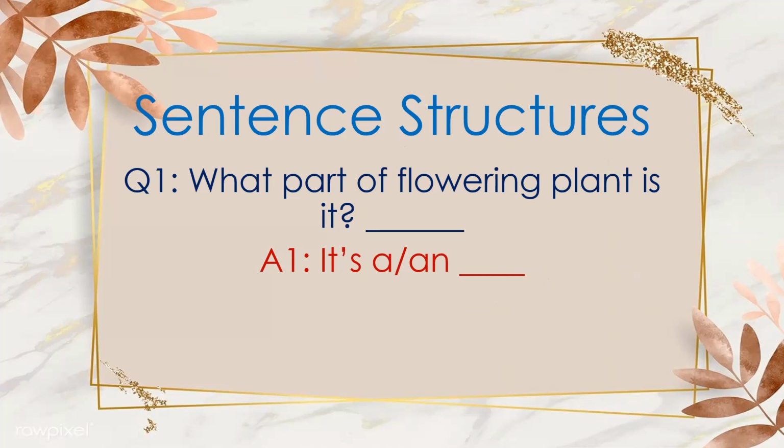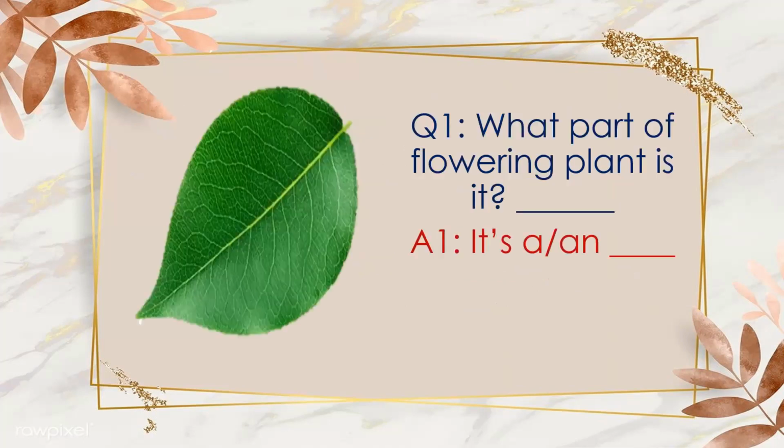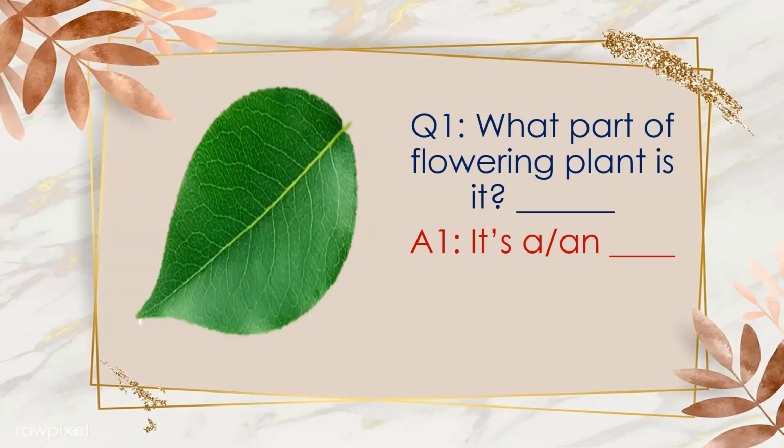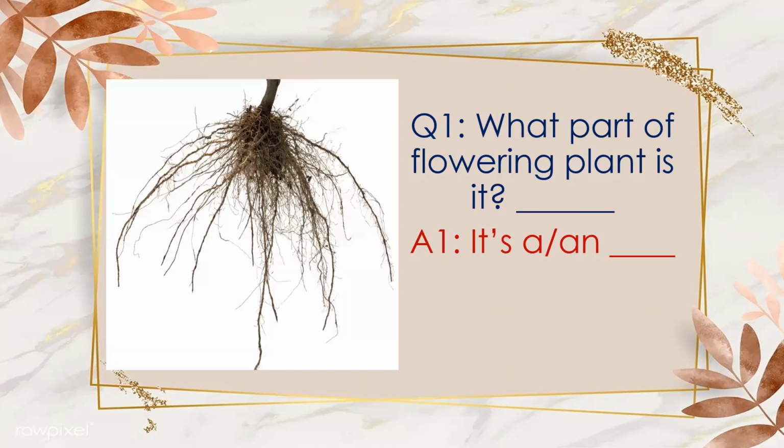Okay, so I have here sentence structures. Teacher will ask, what part of flowering plant is it? So your answer should be, it's a or an blank. For example, what part of flowering plant is it? What is your answer? It's a leaf. Very good. Okay, next. What part of flowering plant is it? It's a root. Very good.